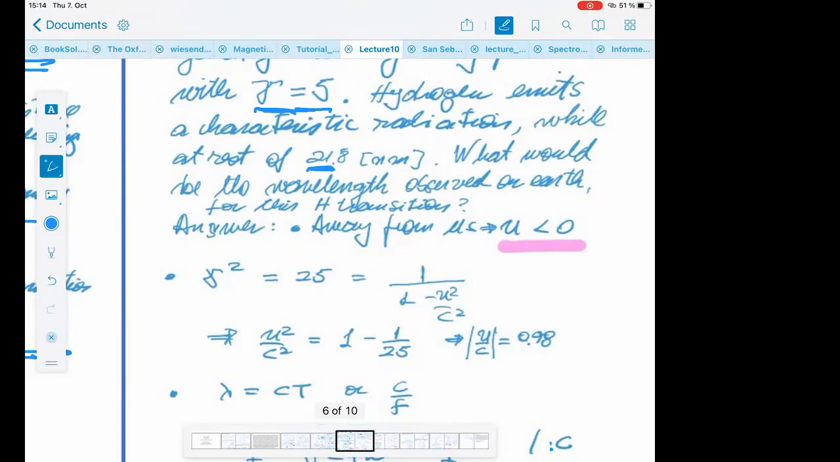This is a transition between the, if you remember some chemistry, well, you did this course last time. So you see this difference between the ground state and the first excited state of hydrogen, between the 1s and the 2s state. Okay, so what would be the wavelength observed on Earth for this hydrogen transition? Since this is a source that in its own rest frame produces radiation of 21.8, we would like to see what happens when we see it on Earth.